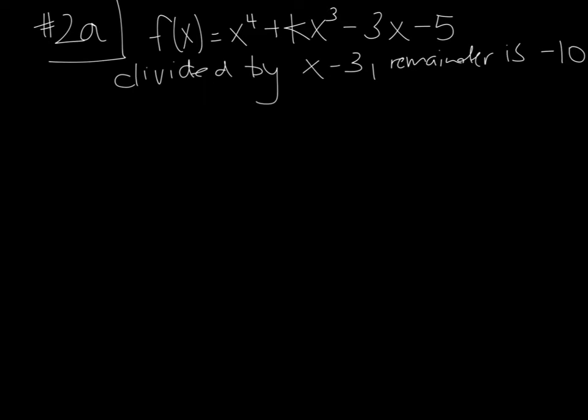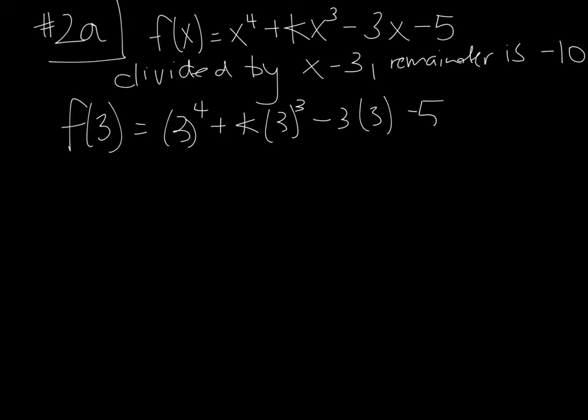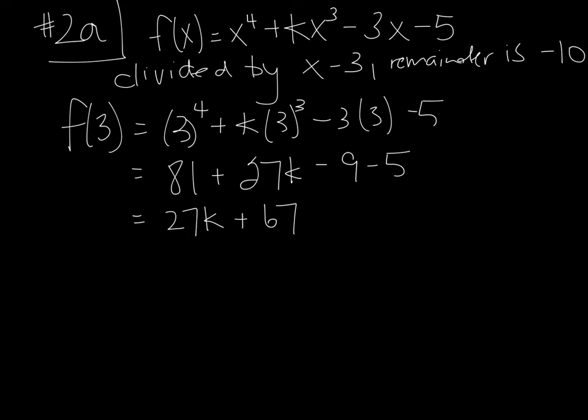Question 2a. We have the function x to the 4 plus kx to the 3 minus 3x minus 5. And when it is divided by x minus 3, we know that the remainder is negative 10. We need to find k in this case. So we'll use the remainder theorem and substitute in f at 3. So 3 for every single x. We substituted in 3 for every single x, and now I'm going to evaluate.